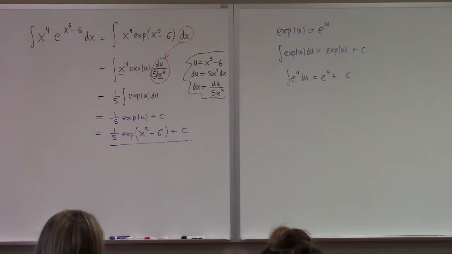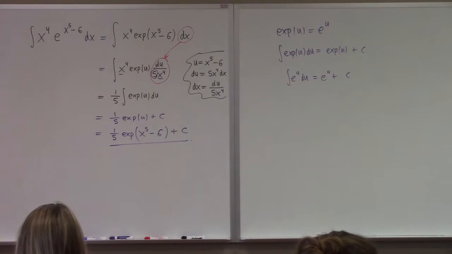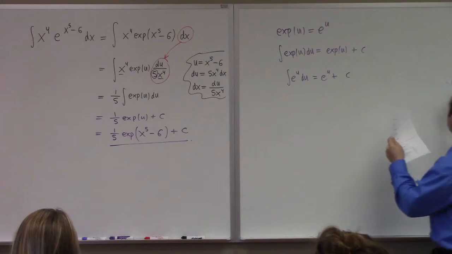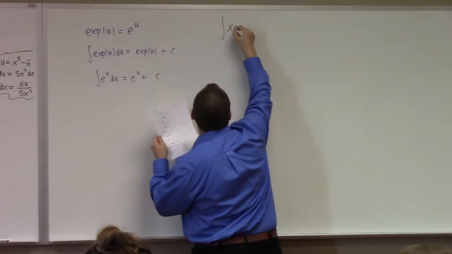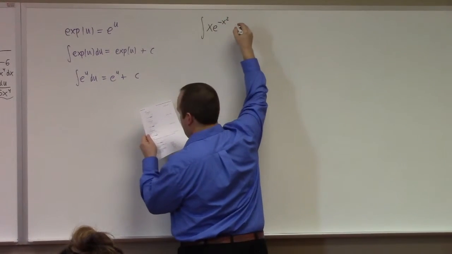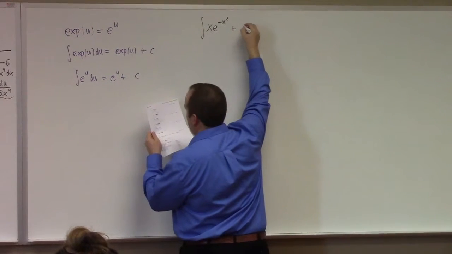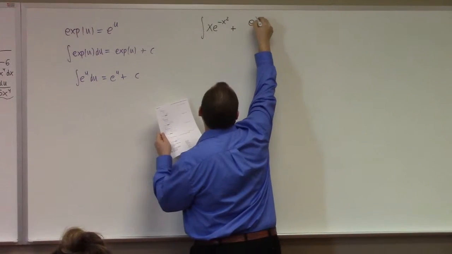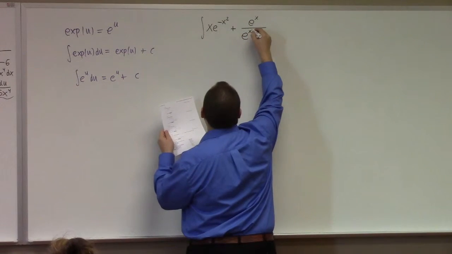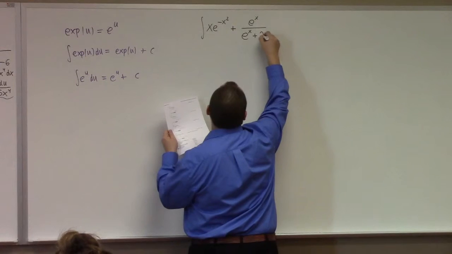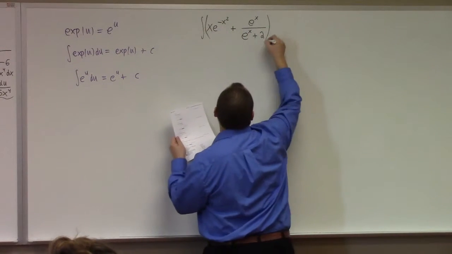Okay, so is there another question? There must be. Yes. Number 7. That was number 3. Yeah, okay. Number 7, we have the integral of x e to the minus x squared plus e to the x over e to the x plus 2, dx.